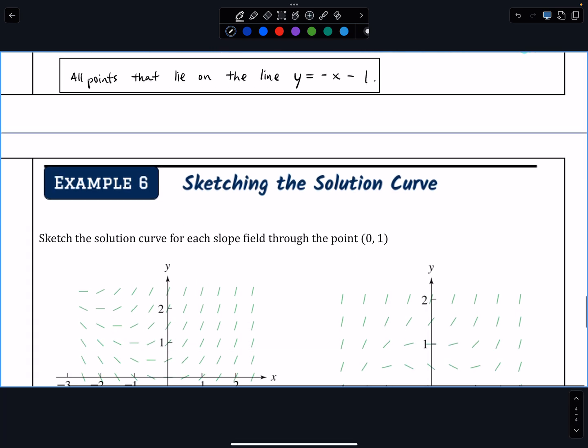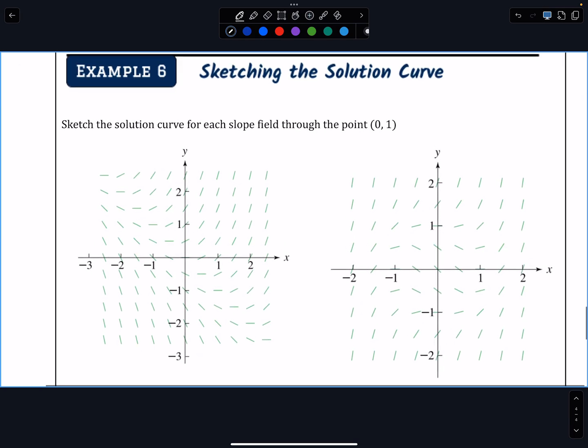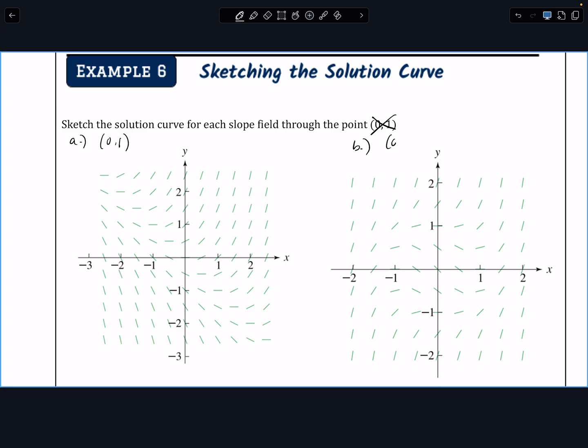All right, last problem. Okay. Oh man, I didn't change my notes. Yours look different, right? Does it say A and B? Okay. So which one is this one, 0, 1? And this one's 0, 0? Okay.